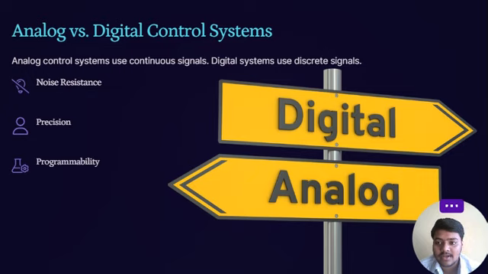Our next slide is analog versus digital control system. This is most important. Analog means it uses continuous signals. Digital means it uses discrete signals. The advantages of digital: better noise resistance, high precision, easier programmability.